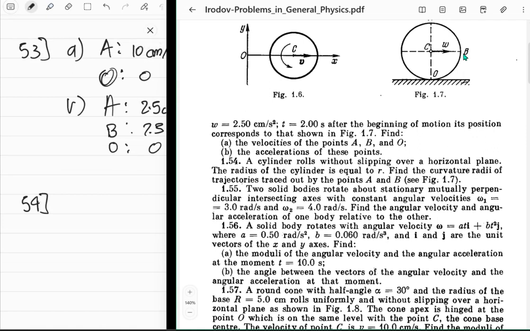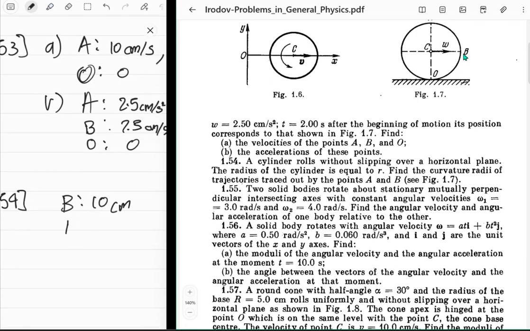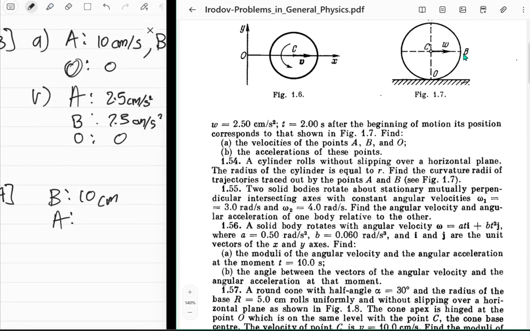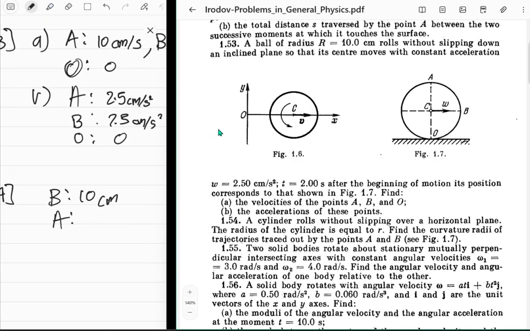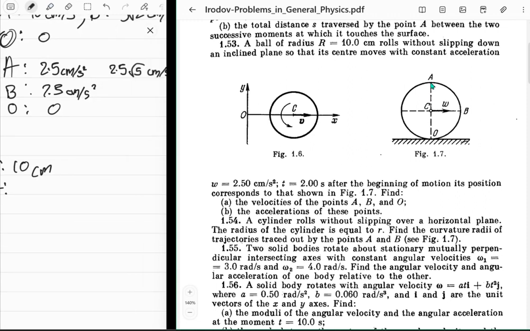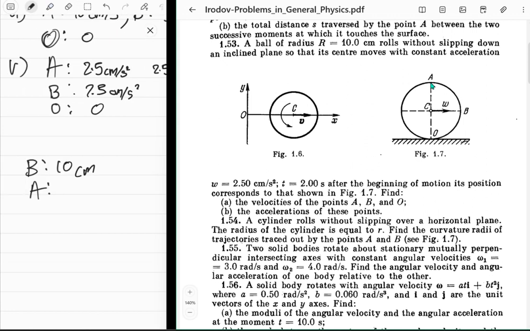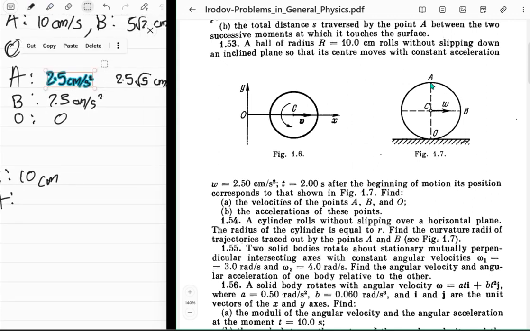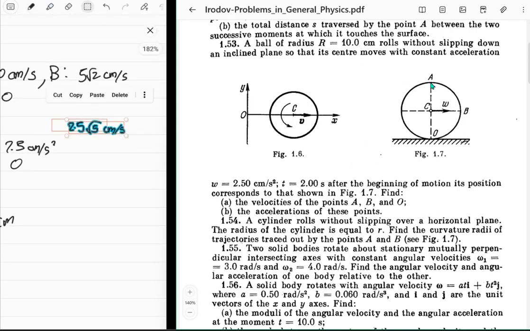So P is 10 centimeter, I think. What about A? A has 2.5 centimeter per second squared acceleration downward and no. A is also just that tough. Come on. Okay, this is not how it should be. It should be 2.5 square root 5 like that.